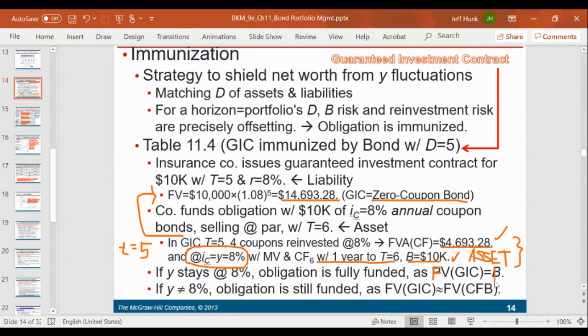And I should also say, okay, future value of the GIC is the same as future value of the bond. And if interest rate is no longer 8%, now the obligation is still funded. Why? As future value of the GIC is roughly equal to future value of cash flows from the bond. Okay, why? How come? Let's take a look.